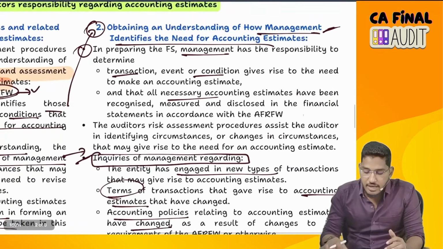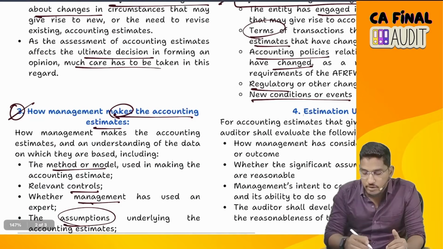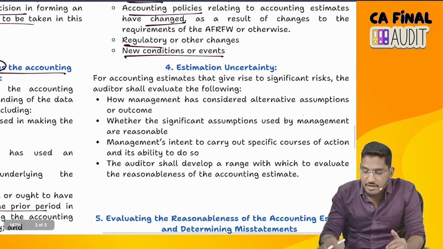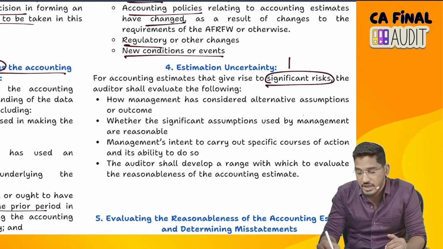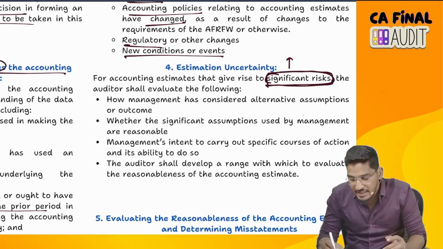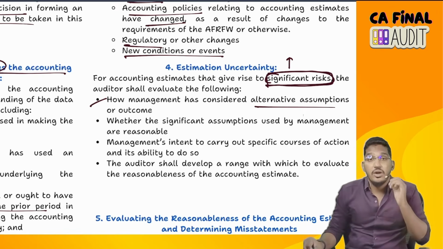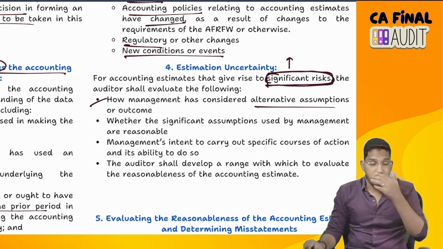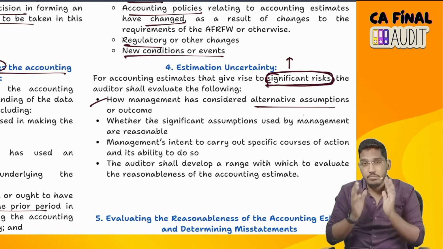So like this, once you have understood how the management has identified the events, then you need to understand how they have made the estimates. And wherever you feel that accounting estimates are leading to significant risk, that means wherever estimation uncertainty is high, that will be a significant risk. In that area specifically, you have to evaluate how management has considered alternative assumptions. There you have to pay more attention.